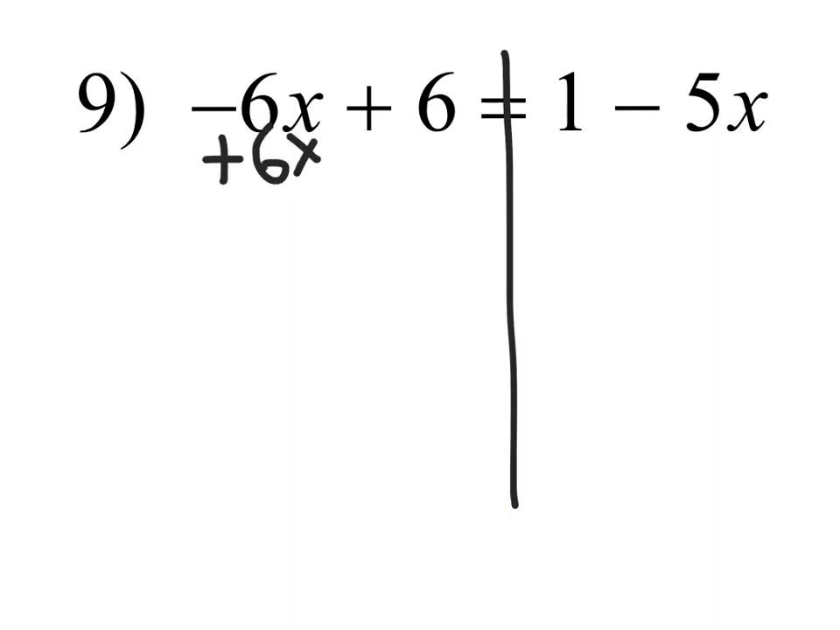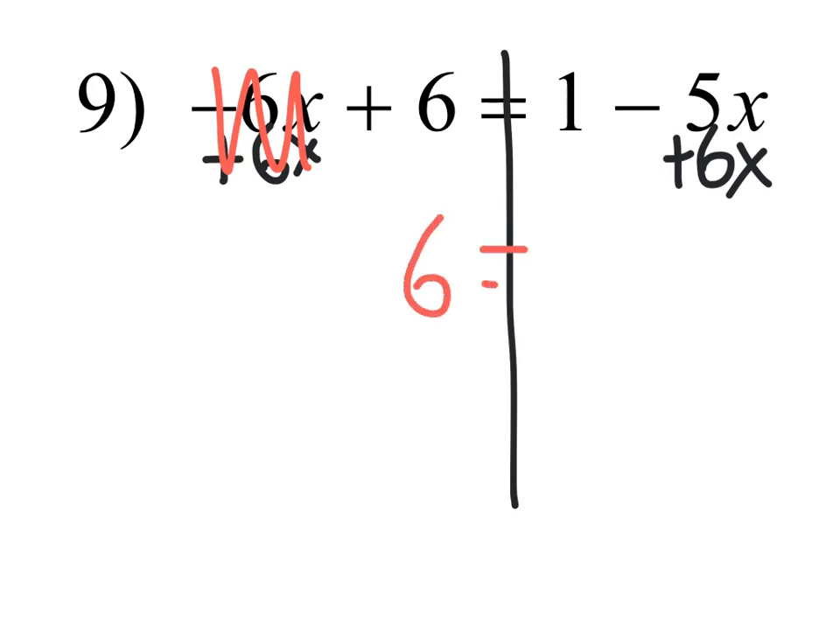Make sure that you keep the x's lined up, because if you don't, it's going to be too easy to add the wrong things together. These two now cancel out. Completely done with that. I bring my 6 down. I'm going to bring my 1 down. And now negative 5 plus 6 is positive 1. I could write positive 1x, but I'm going to write just plus x.